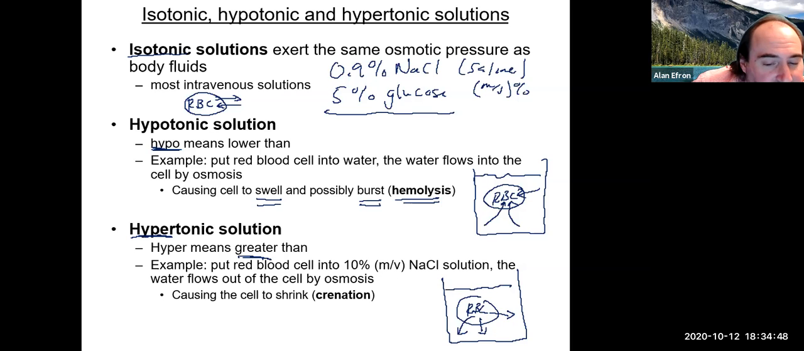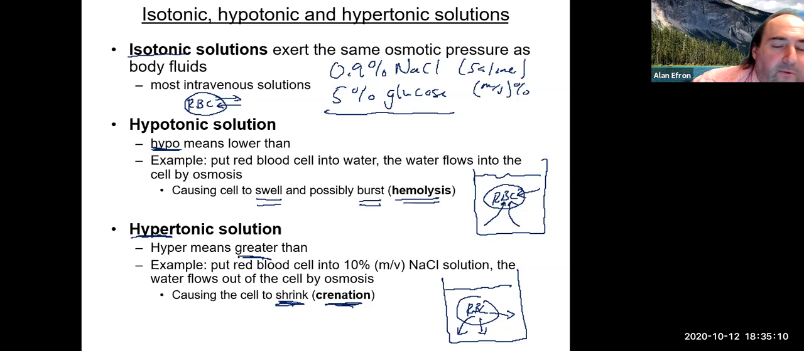And what's going to happen is that all of the water, or a part of the water in the cell, is going to flow out of the cell. And that's going to cause the cell to start to shrink and cause crenation, which is not good either. That's obviously not going to be a good thing. So how do we know what's going to happen in this situation?